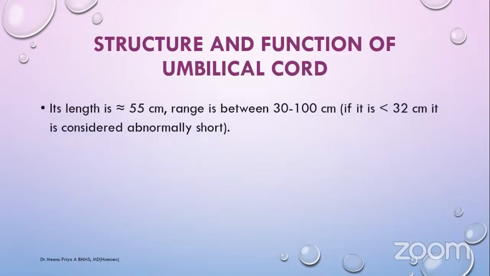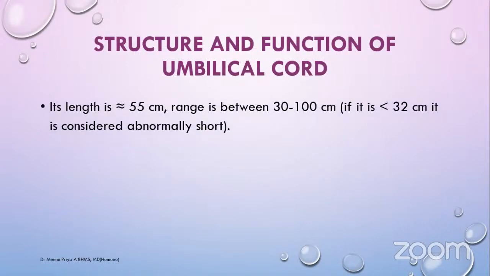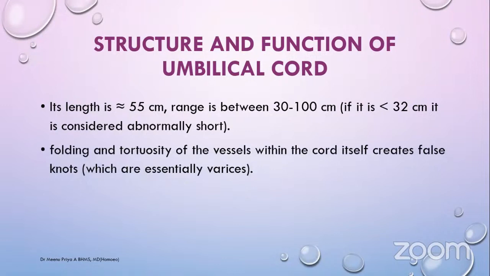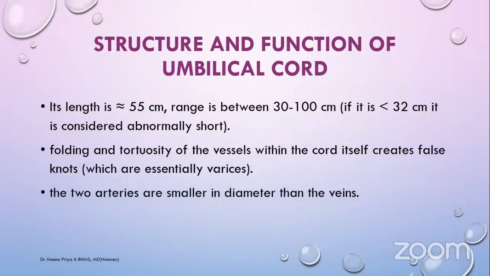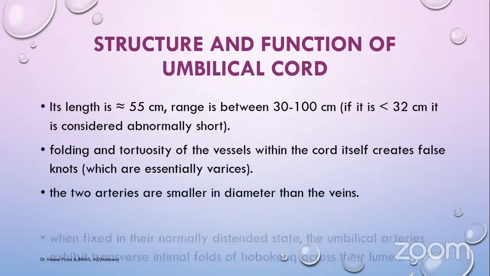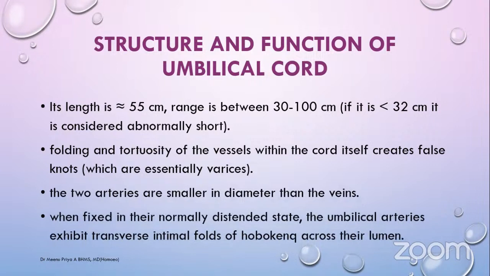So structure and function: the length is 55 centimeter and range is between 30 to 100 centimeter. If it is less than 32, then it is abnormally short umbilical cord. Abnormalities of umbilical cord will be dealt in future sessions. Folding and tortuosity of vessels within the cord itself creates false knots, which are essentially varices, and the 2 arteries are smaller in diameter than the veins. When fixed in their normally distended state, the umbilical arteries exhibit transverse intimal folds of Hoboken across their lumen.